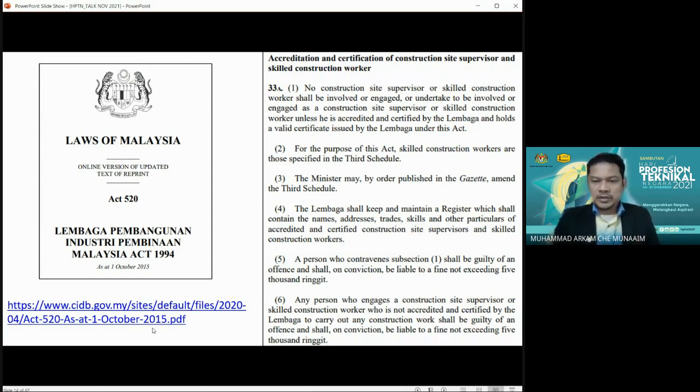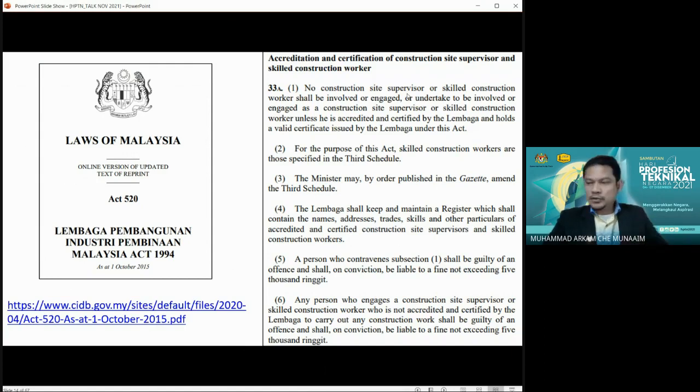So we have two things here. The first penalty, or the first fine, goes to the people who are actually claiming they are doing the construction activities according to the Act. I mean, they are supervising the work. No construction site supervisor or skilled construction worker shall be involved in this. So we, as a construction site supervisor, cannot claim that we are the construction site supervisor if we are not registered under the Act, through the certification by the Act. So that is the meaning.